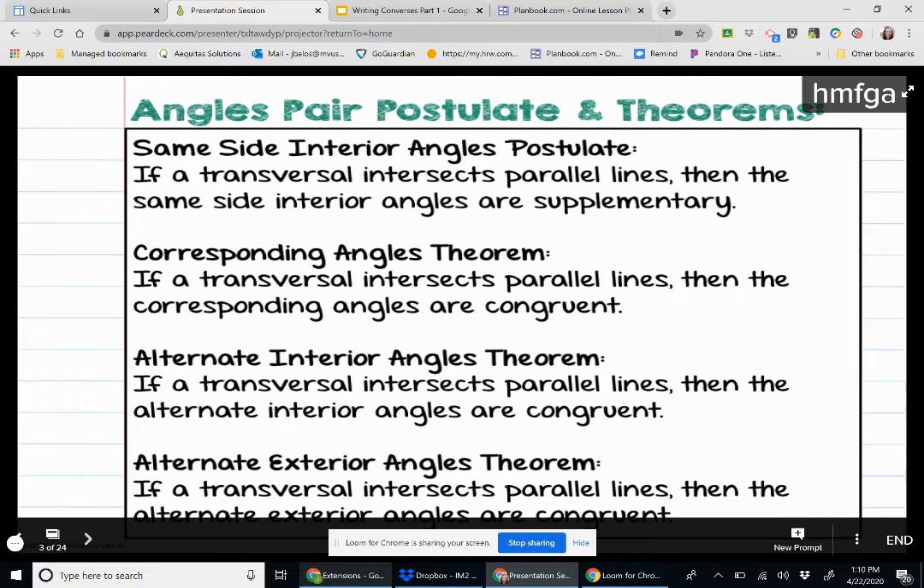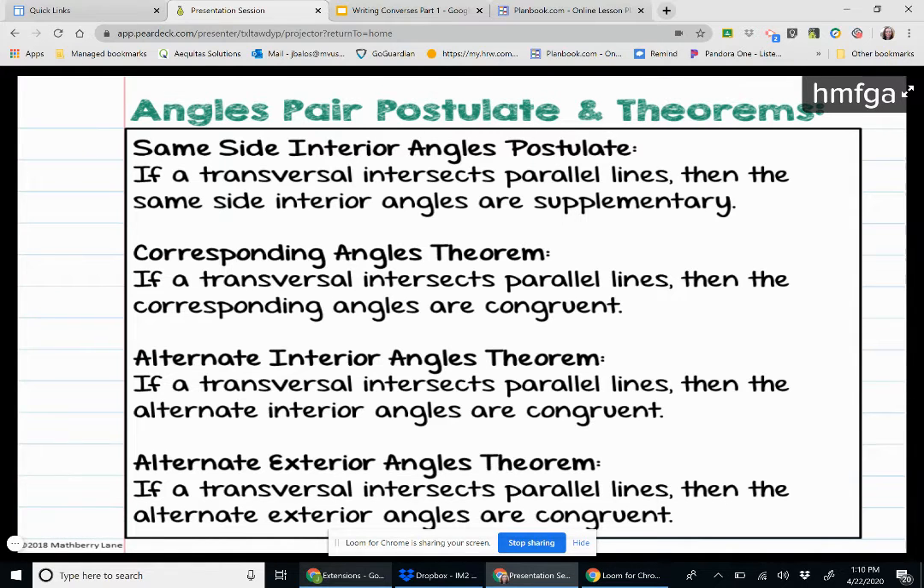And I just talked about this, but just to review, same side interior angles. If the lines are parallel, the same side interior angles are supplementary. All the others are congruent. If the lines are parallel, the corresponding angles, the alternate interior angles, the alternate exterior angles are all congruent if the lines are parallel.